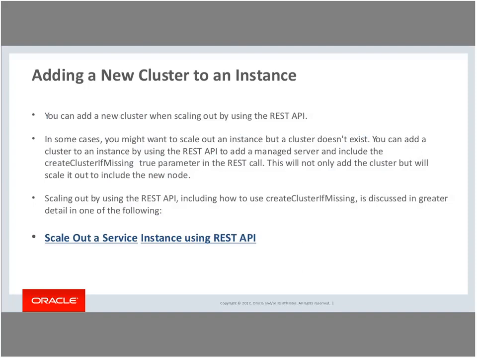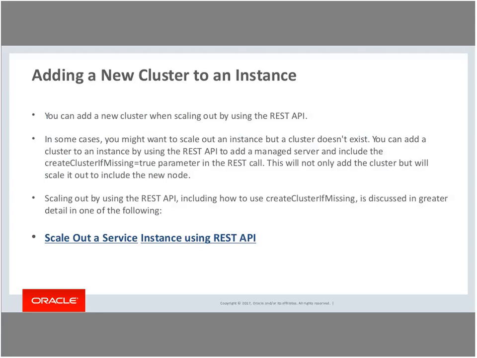You can add a new cluster when scaling out by using the REST API, adding a new cluster to an instance. In some cases, you might want to scale out an instance, but a cluster does not exist. You can add a cluster to an instance by using the REST API to add a managed server and include the create cluster if missing equal to true parameter in the REST JSON payload, which you pass through the REST call. This will not only add the cluster, but it will scale out to include the new node.